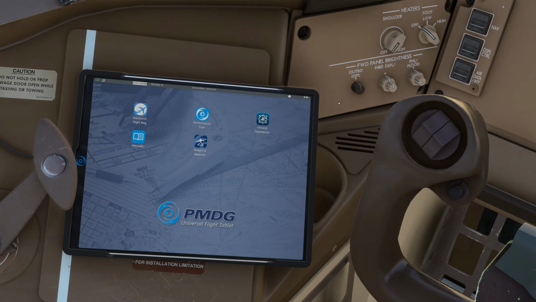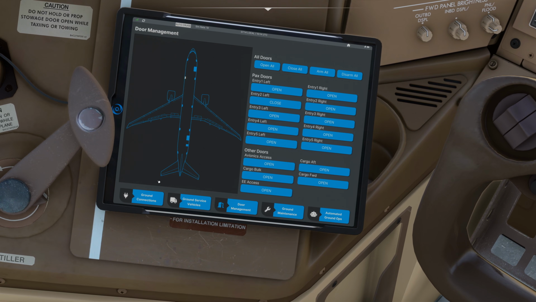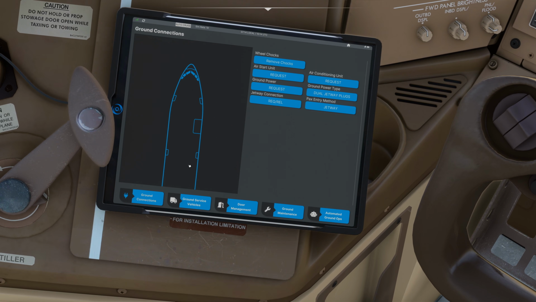Then here on the sim we have to move to our tablet. We go to ground operations and ground connections, and then you need to select the ground power type. Usually in São Paulo what we have is dual GPU plugs, so we can request. So the ground power is connected right in the front of the airplane, right side. And today we have an air conditioning unit we can request.